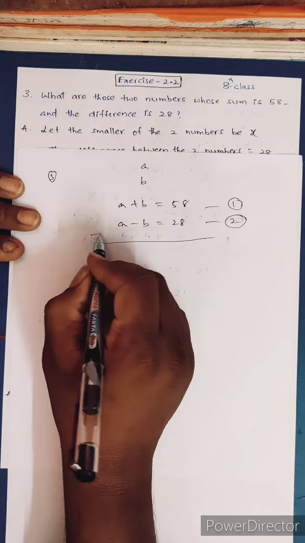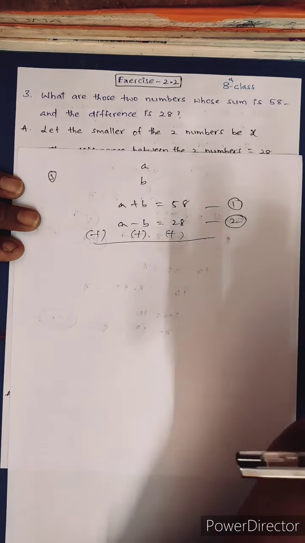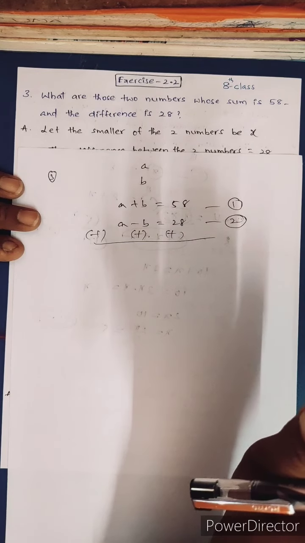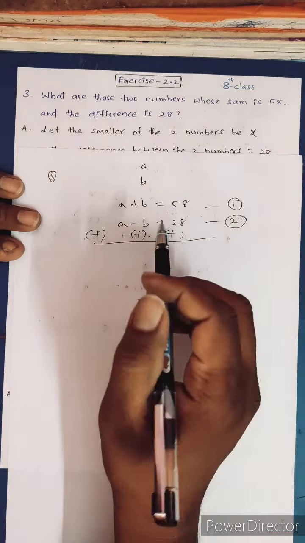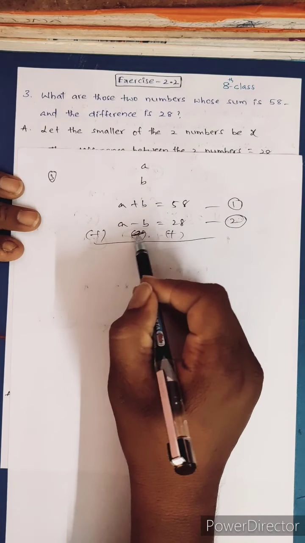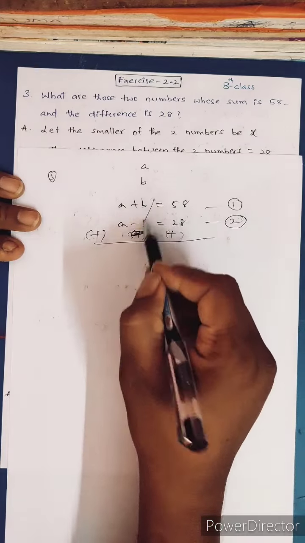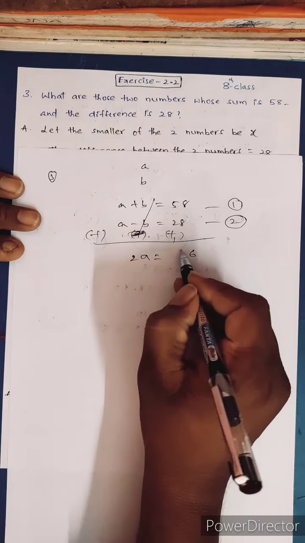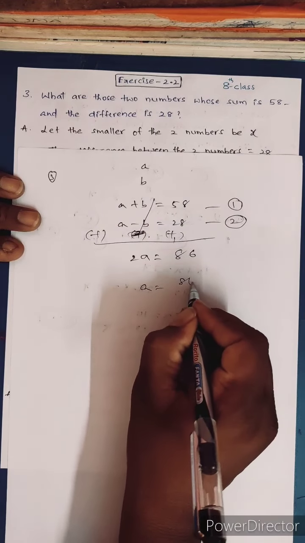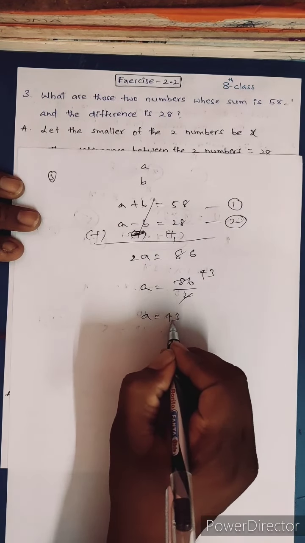Add them. When you add two equations, the symbols will not change. If you subtract two equations, the symbols will all be changed in the second expression. Okay, same as it is. Plus B minus B cancel. 2A is equal to 86. A is equal to 86 by 2. Value of A is equal to 43.